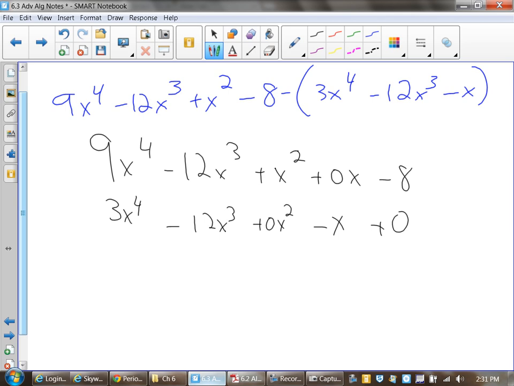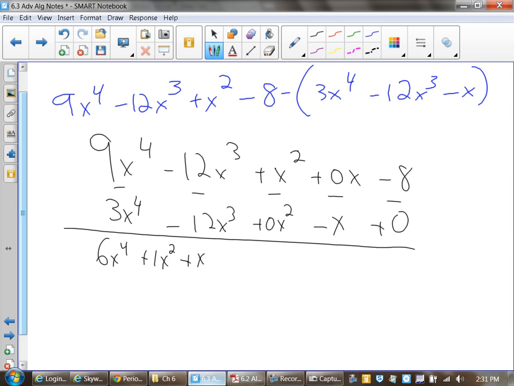Now I have 5 terms on one equation, 5 terms on the other. How many subtraction signs am I going to have? 5. Yeah. You have now created 5 subtraction problems. 9 minus 3, 6. Negative 12 minus negative 12, 0. 1 minus 0, 1. 0 minus negative 1. Negative 8 minus 0.